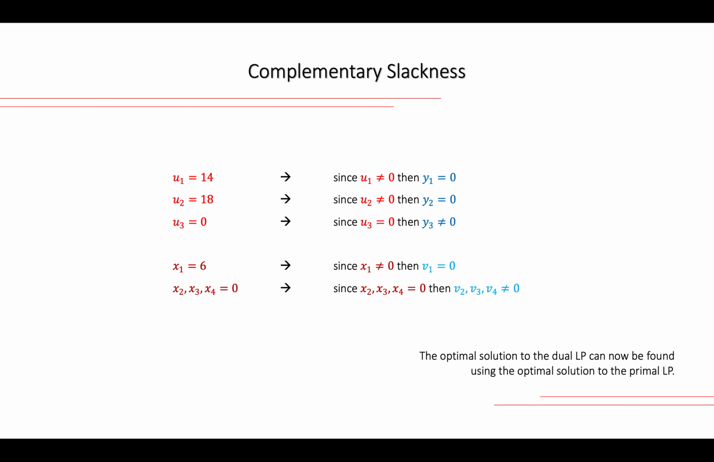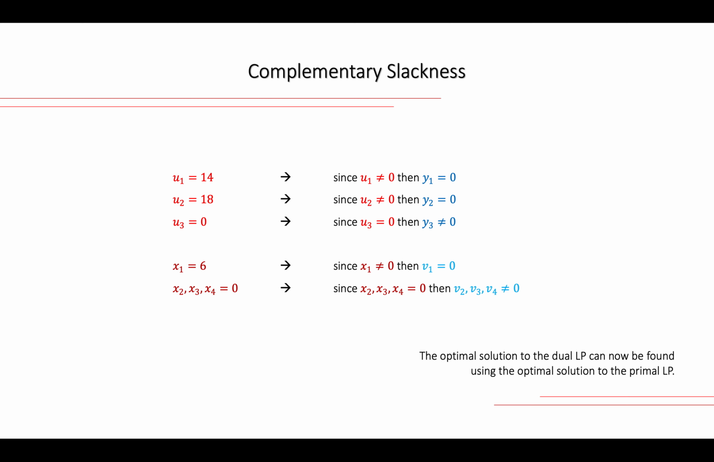Now again, with the implications of the theorem. So taking the first slack variable of the primal, u1 is equal to 14. The theorem implies that since u1 does not equal 0, then y1, the first variable of the dual, is equal to 0. The second primal slack variable u2 is also not equal to 0, so the second variable of the dual, y2, is also equal to 0. Now the third primal slack variable is equal to 0, so the corresponding dual variable, y3, will not be equal to 0. So now we know 2/3 of the optimal solution to the dual LP.